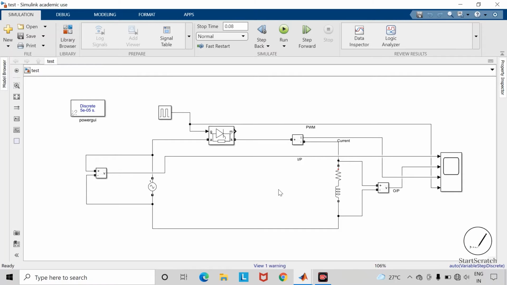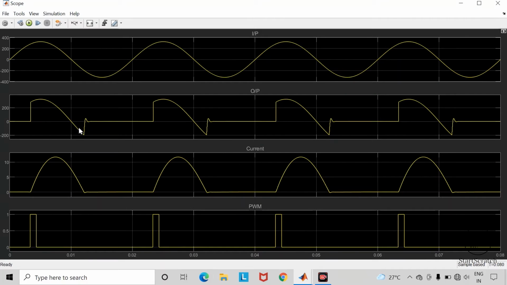In the previous video, we have seen the simulation of half-wave control type of rectifier with RL load. So I will just run the simulation. Open the scope block. So here you can observe output voltage and output current waveform. In the positive half cycle of the AC supply, inductor stores the energy, whereas in the negative half cycle, this inductor will release its energy.